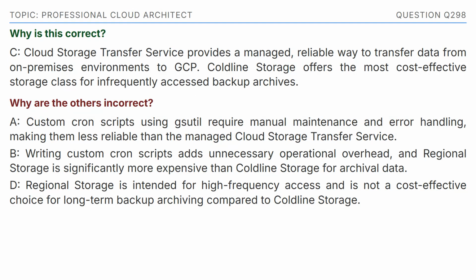Cloud Storage Transfer Service provides a managed, reliable way to transfer data from on-premises environments to GCP. Coldline storage offers the most cost-effective storage class for infrequently accessed backup archives.